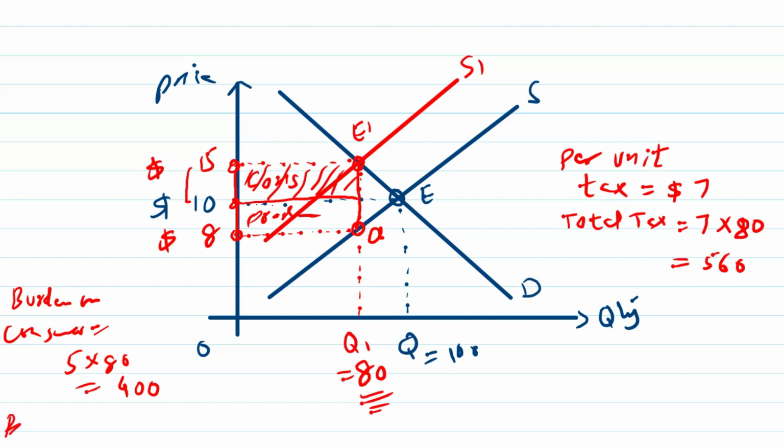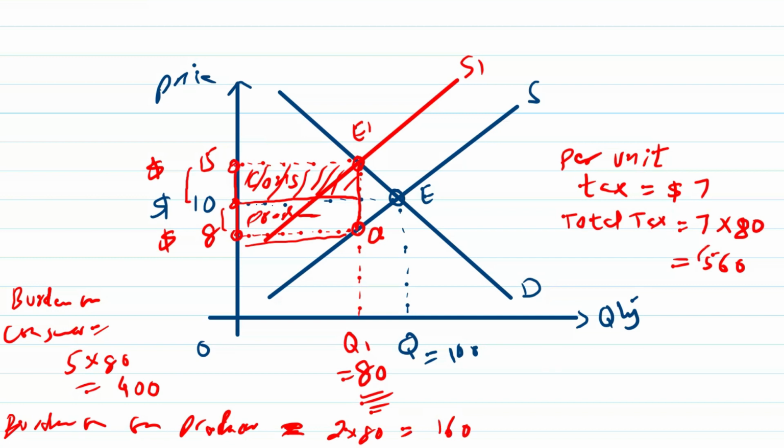That will be the burden on producer. Burden on producer is equal to, how much area does this make? Again we will find it. Now this is height and this is base, right? So height is now 2 and base is 80. So 80 into 2 is equal to 160.